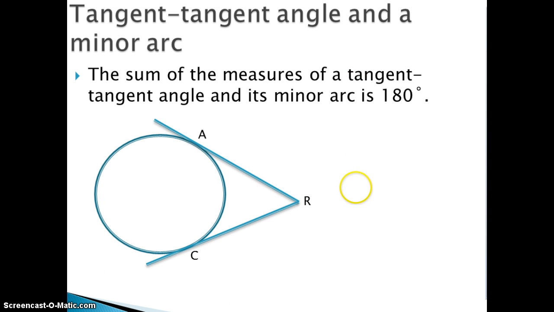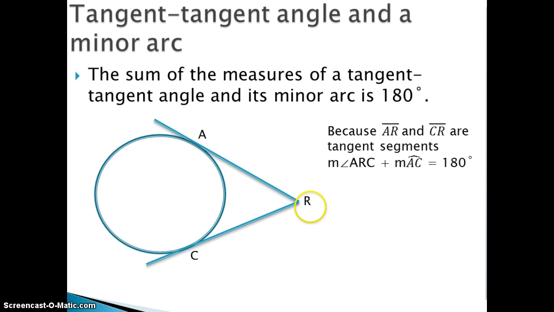A tangent-tangent angle, so again, angle ARC in this case is the tangent-tangent angle, and the minor arc that it cuts off, so arc AC, have to add up to 180. Because AR and C are both tangent segments, the measure of the angle and the arc add up to 180 degrees.